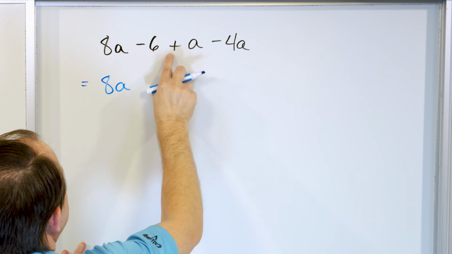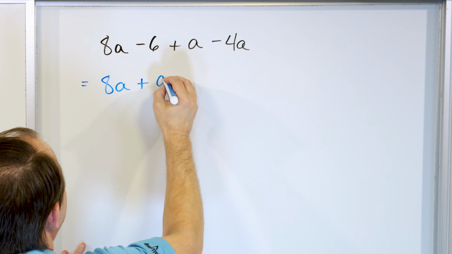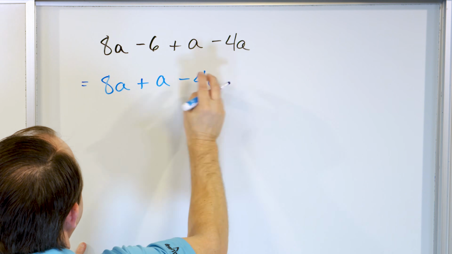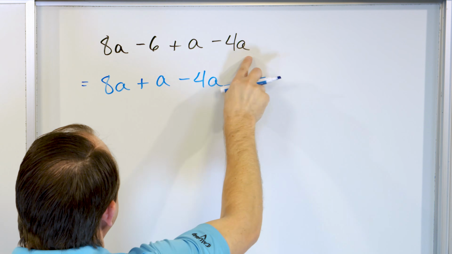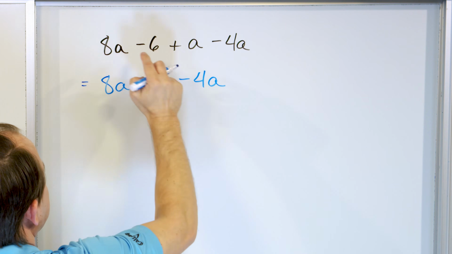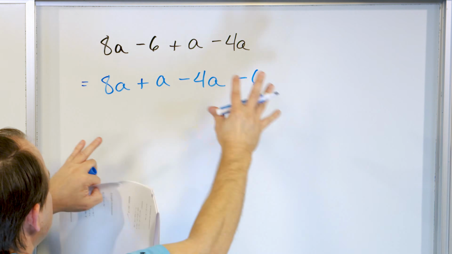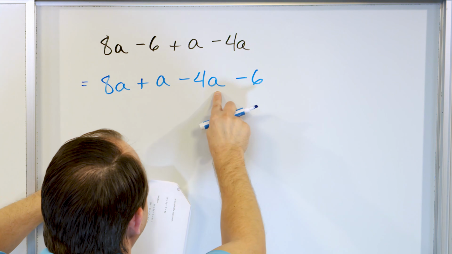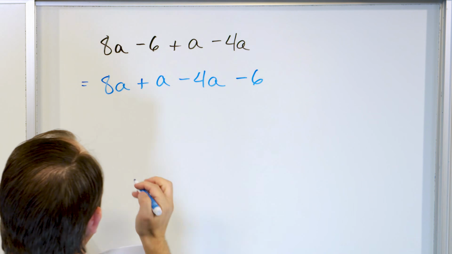We're going to move this to the end. We'll just move this next door, plus a minus 4a. All I did was say this plus this minus this. Minus 6, because the minus goes with it, I'm going to move it to the end. I can rearrange my terms and put all my like terms together. This one I'm going to put at the end.